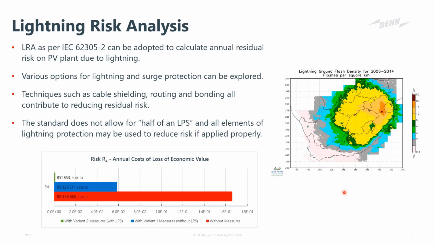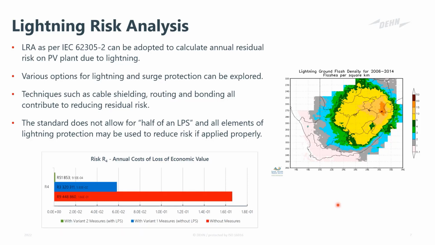Now, if you use the lightning risk analysis method and you apply it, it highlights different levels of risk. And as I mentioned, that means you can explore various options for lightning and surge protection to go for a targeted approach and go for the most relevant or prevalent risk first. A lot of things such as cable shielding, routing and bonding all contribute to reduce this residual risk. It's not necessarily just lightning protection itself as an air termination or surge protection or earthing system. You can do things like cable routing, precaution and bonding and things like that to reduce the risk as well.